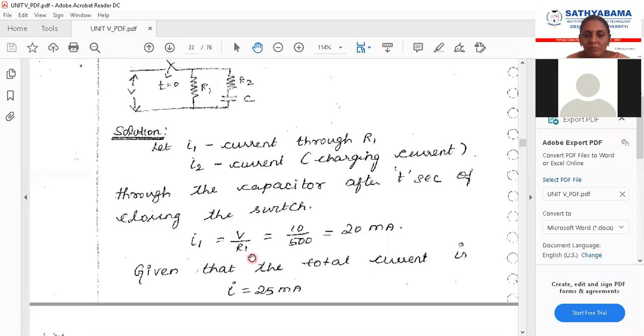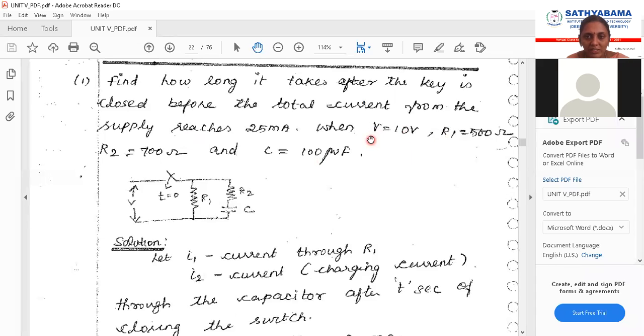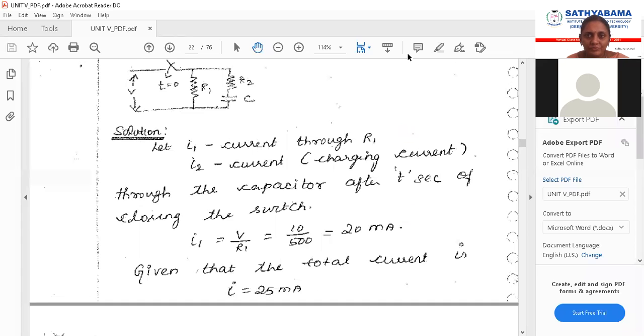I1 is equal to V by R1. Now what is V by R1? The voltage of 10 volts has been given in the problem. Voltage is 10 volts and resistance is 500. So 10 by 500, I1 is equal to 20 milliamps.